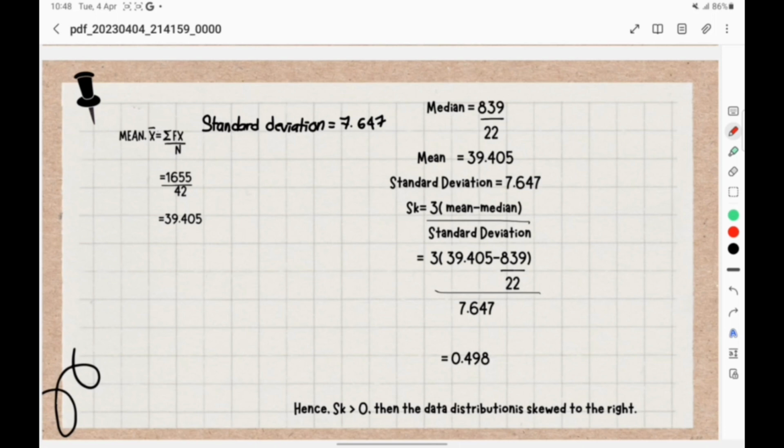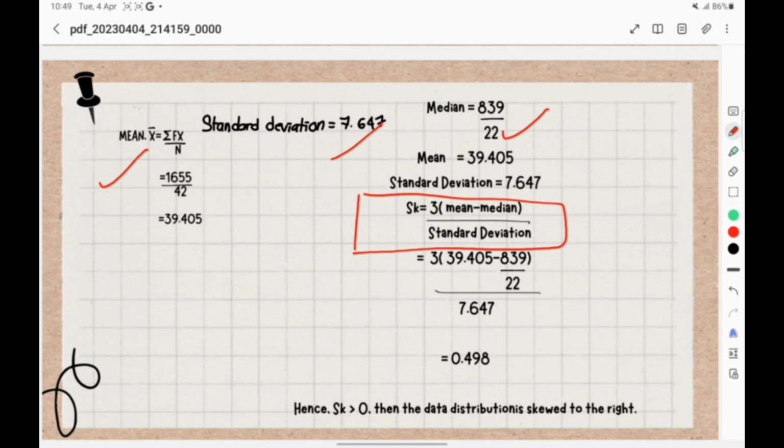Question B asks for the skewness of the data distribution. So we need to find what we call SK. When we want to find the value of SK, we need the mean, and we already have the median and the standard deviation. By substituting in this formula, we get 0.498.